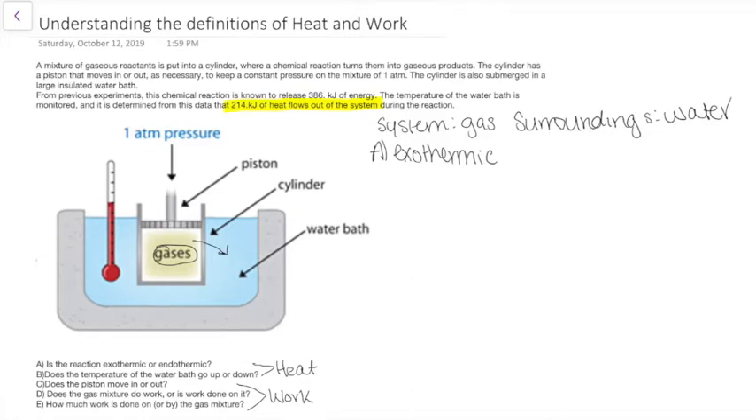As I just mentioned, since this heat is flowing out of the system, it's going to go into the surroundings of the water bath, and it's going to gain this heat. So the temperature of the water bath will go up, which is our answer to question B.